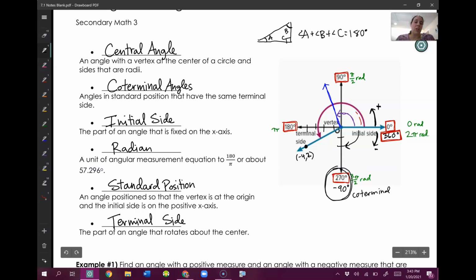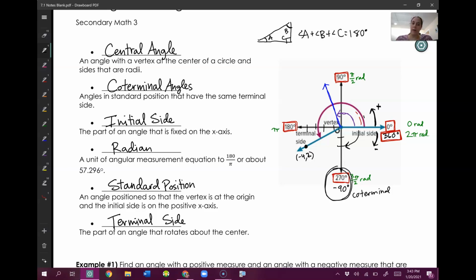And then we would say that these two things right there are coterminal because they're actually the same angle. It's just two different ways to write it. So I could go counterclockwise to get 270 or clockwise to get negative 90. They're the same side here. It's just two different ways to get the same thing. So that's what a coterminal angle is.